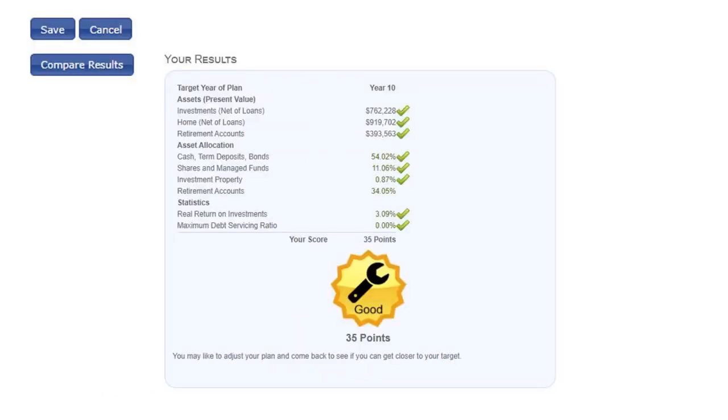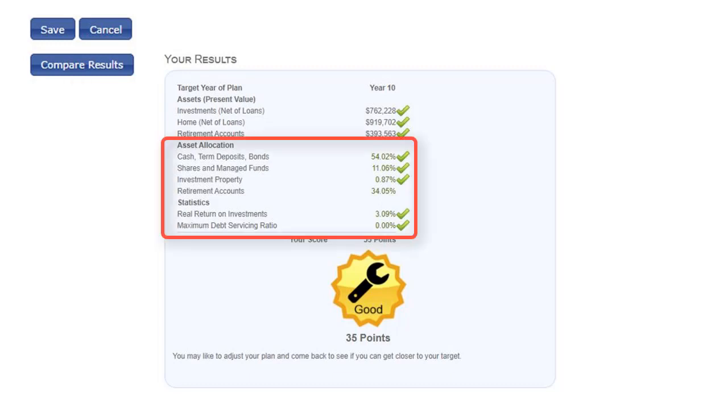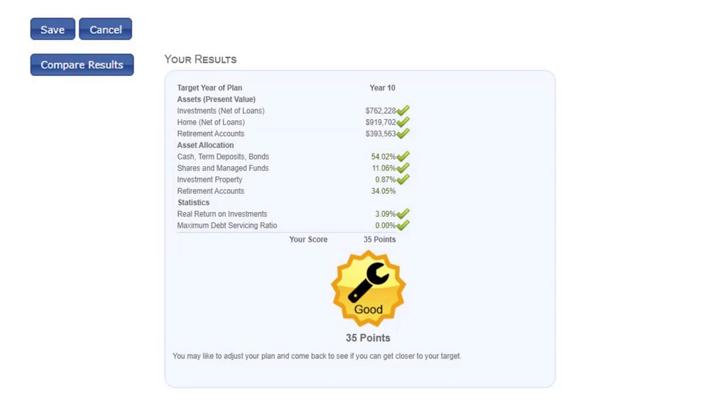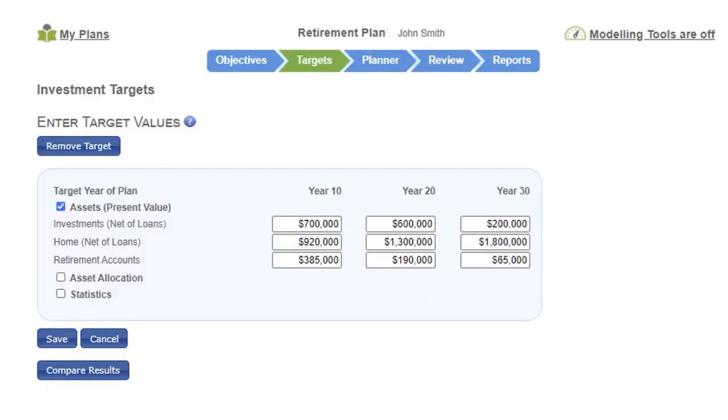Here's a tip. If you don't want to enter the targets, simply make the schedule and press Save, and then compare results, and this will give you the answers to all these periods. Using the asset allocation and statistics will give you a quick overview of the type of plan you are creating. There are 3 sets of options, but assets are most likely all you will need at this stage. When the plan is completed, you can return to see if you have achieved your targets.